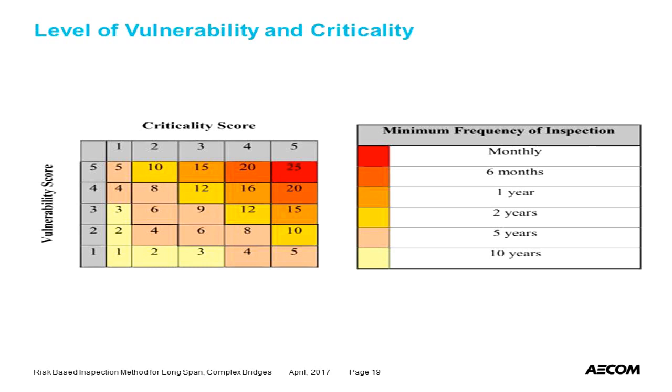So we take that information. The criticality score is the maximum score. The vulnerability score is the square root of the product of each vulnerability, rounded up. So you come up with a table like this, and it gives you a minimum frequency of inspection as we evaluate each of the bridge components.